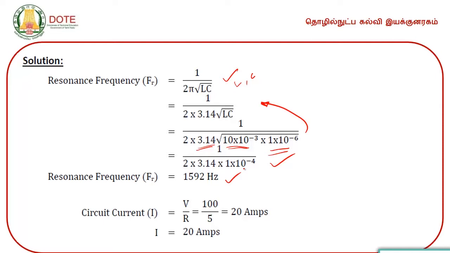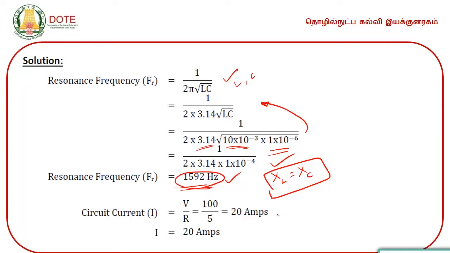The meaning is that it is the frequency where the value of XL is equal to XC. We have already derived this in the previous session. Whenever inductive reactance becomes equal to the capacitive reactance, the frequency corresponding to that is called the resonance frequency. In this case it is 1592 hertz.